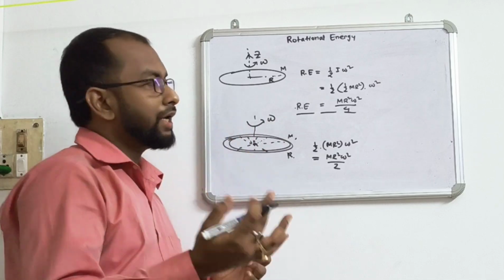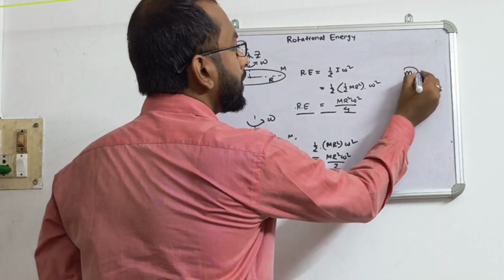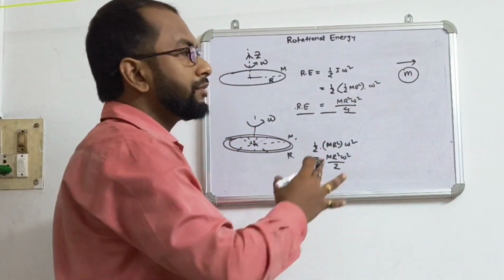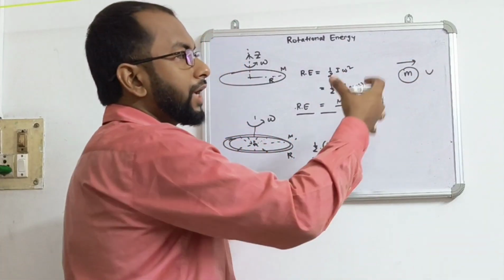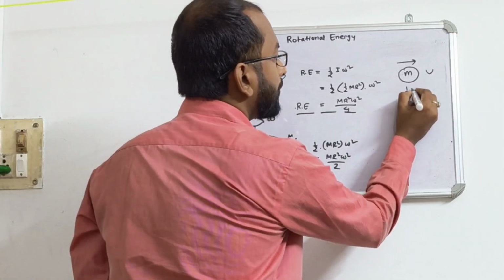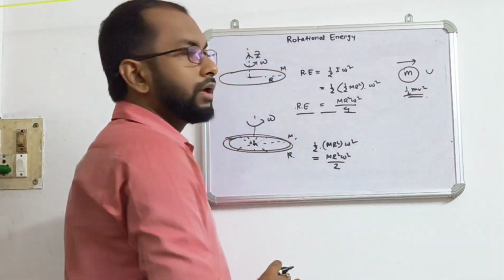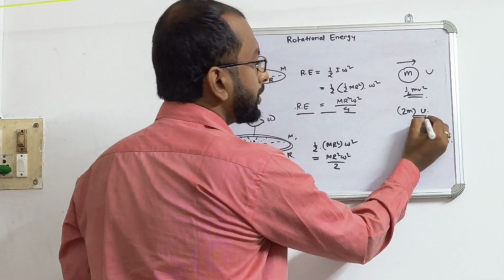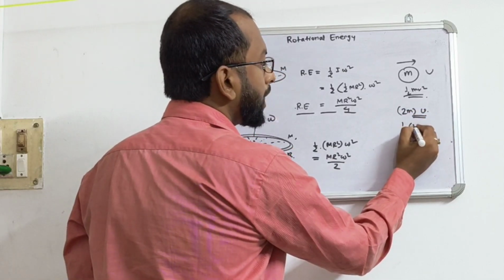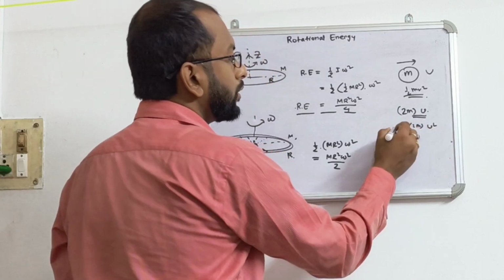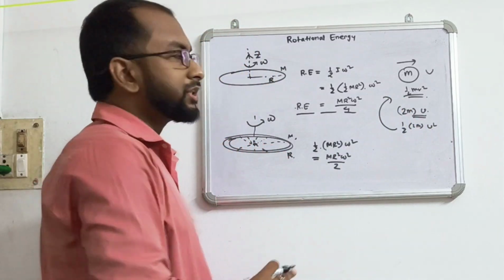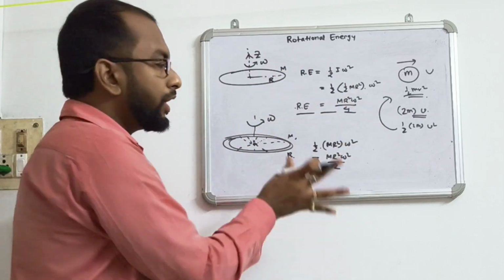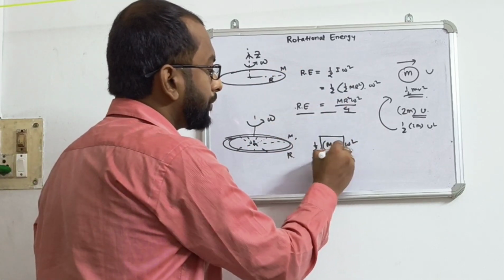Now see, in the case of translational motion, if a mass is moving with velocity v, its kinetic energy is half m v square, and if another mass of 2m is moving with the same velocity, its kinetic energy will be half of 2m into v square. So it depends upon the mass. Similarly here also, the rotational kinetic energy will depend upon the moment of inertia.